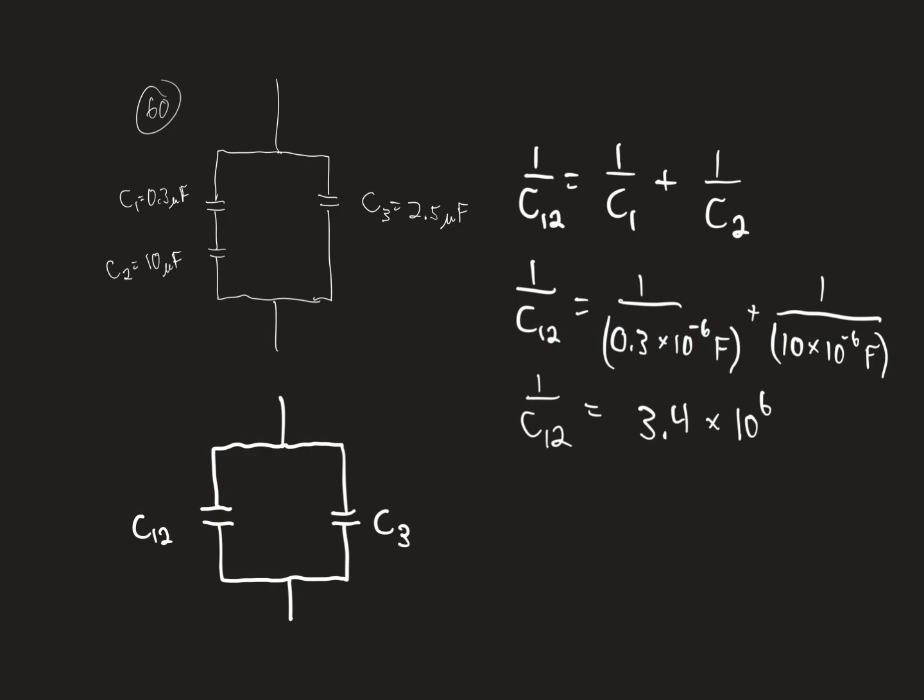I plugged everything in, and I got 3.4 times 10 to the 6. Anybody else get that? Yes, ma'am. You did? Good. Multiple people getting that? So I'm guessing that's the right answer then. So we make sure that we can get that. And then what do I do? What next? I have to flip it, right?